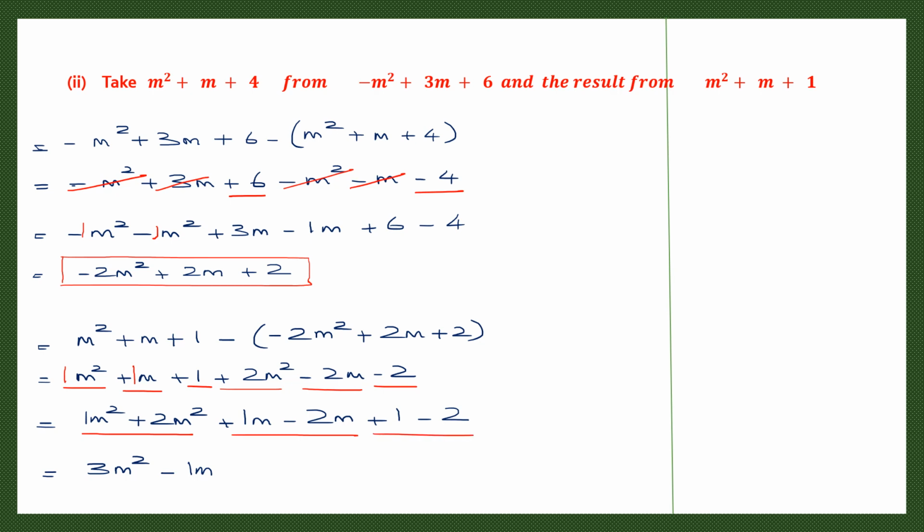Look at these numbers here. 1 minus 2. Signs are different. Put the sign of the bigger number and subtract. 2 minus 1 is 1. So now we have a final answer, which is 3m square minus 1m minus 1. So what have we done? What did we do first? We first subtracted these two, and the answer that we got we subtracted from this. So you have to go carefully, read your question and understand it well.